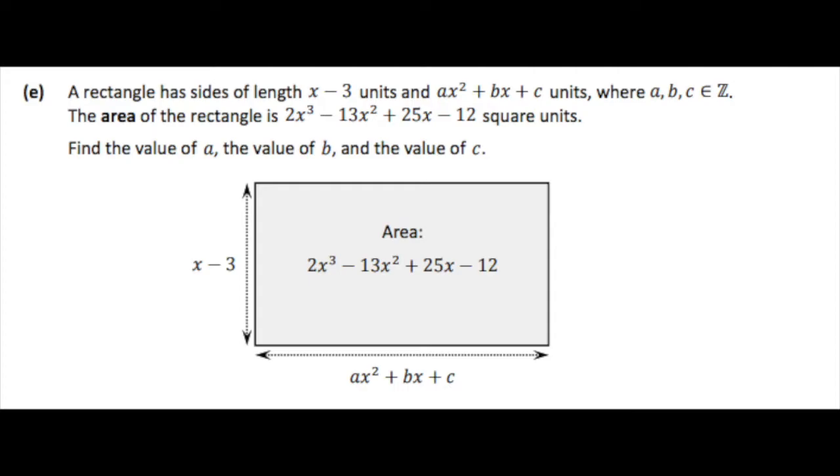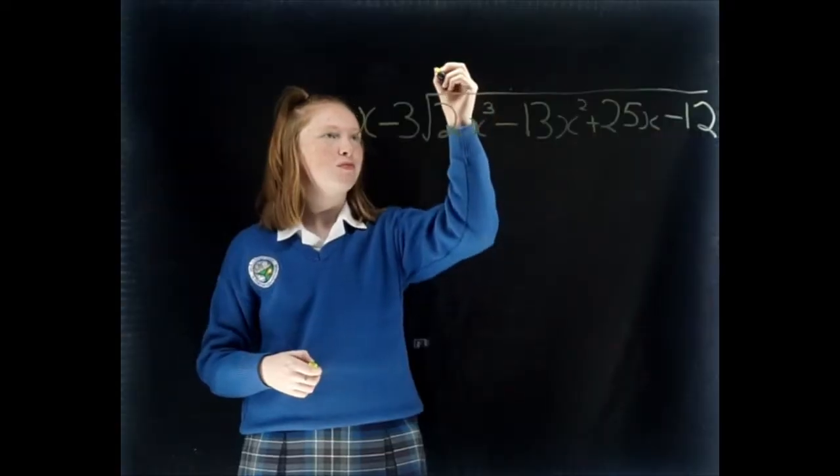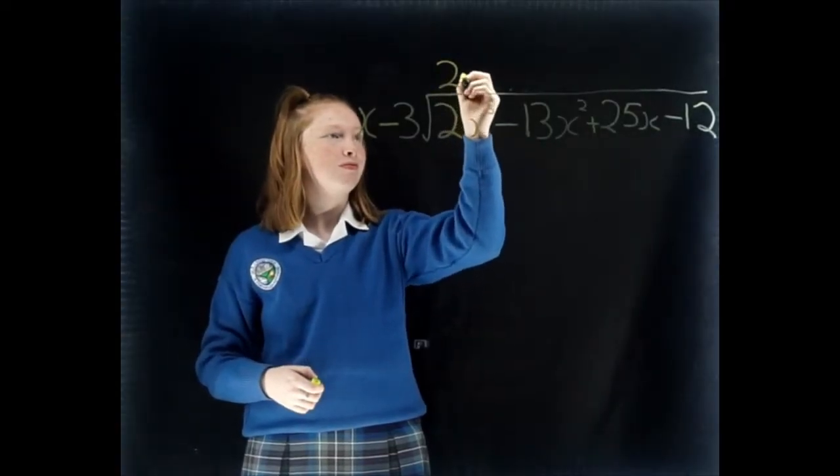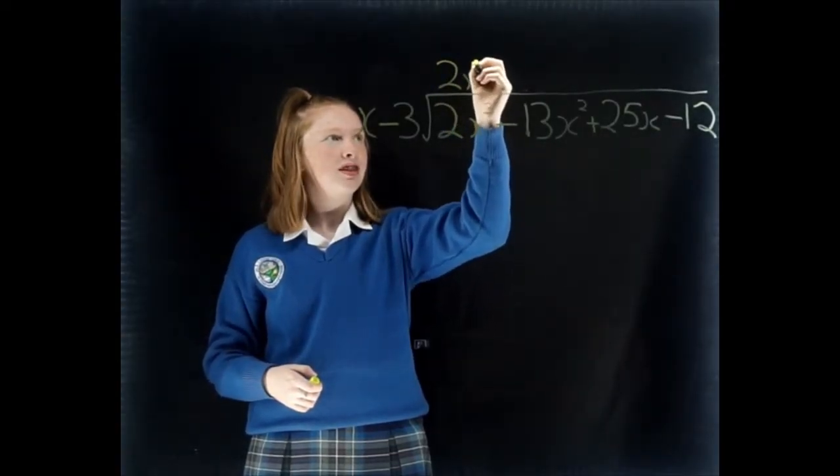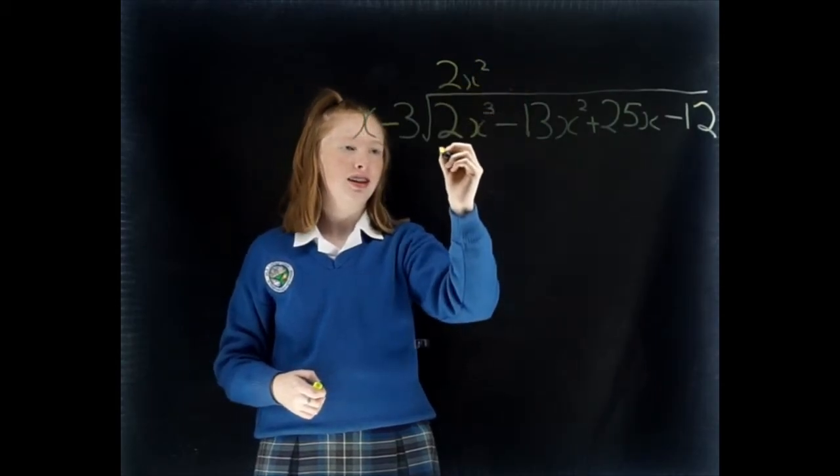In this question, we are asked to figure out the length of this rectangle. We know the area is 2x cubed minus 13x squared plus 25x minus 12, and the width is x minus 3. We find out the length by dividing the area by the width. So for this question, it's the same method as with the ordinary level question, it's just slightly harder because you have to do an extra step.